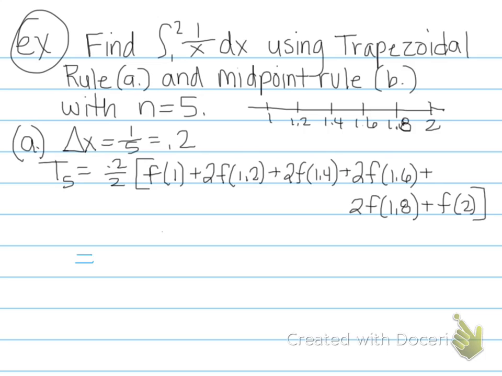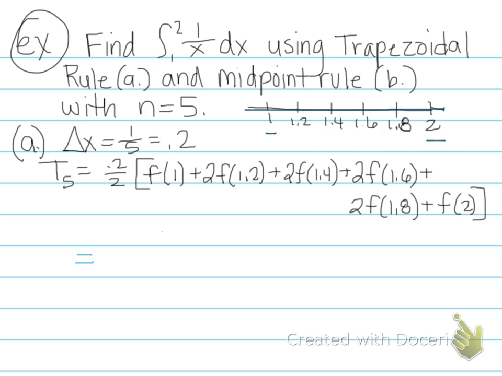So you see in this example, we're going to find the integral from 1 to 2 of 1 over x dx using the trapezoidal rule and the midpoint rule with n equal to 5. I divided up my little number line into intervals from 1 to 2 and using a delta x of 0.2, which I found: 2 minus 1 divided by 5 is 1/5 or 0.2. So I divided up my little intervals so I would know what my endpoints were.